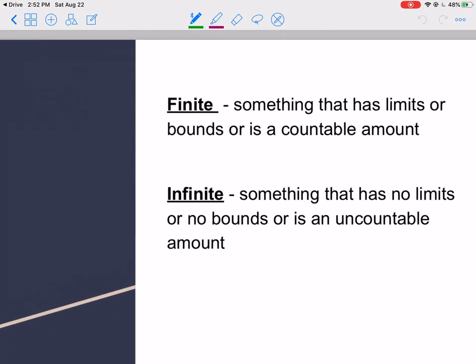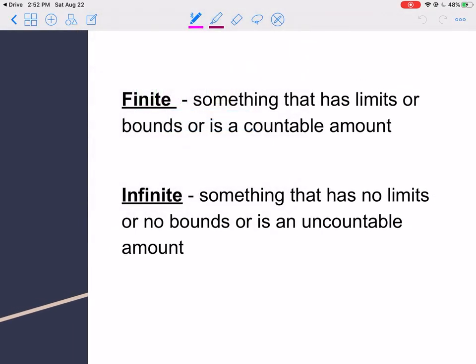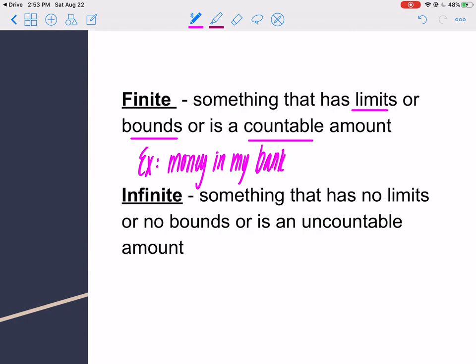Okay, two other vocab words, finite versus infinite. Finite is something that has limits or bounds, or it is a countable amount. So like the money in my bank account would be an example of this, okay? I wish that I could say I have an infinite number of money in my bank account, but unfortunately I do not, okay? It's something that I can count.